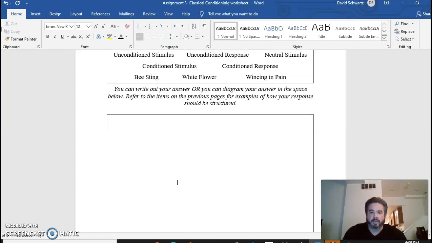Identify the unconditioned stimulus and the unconditioned response. Identify the neutral stimulus. Identify the conditioning phase during which the unconditioned stimulus is paired with the neutral stimulus. And then explain how the formerly neutral stimulus has now become the conditioned stimulus. The former unconditioned response has now become the conditioned response.